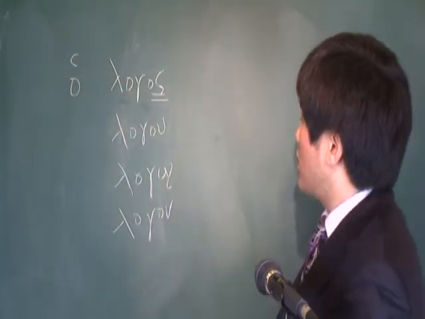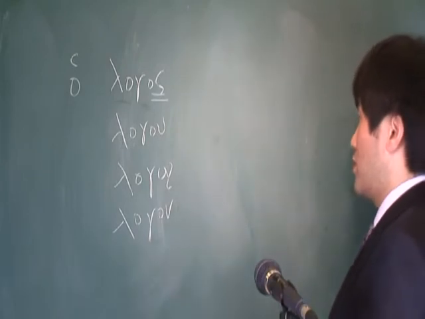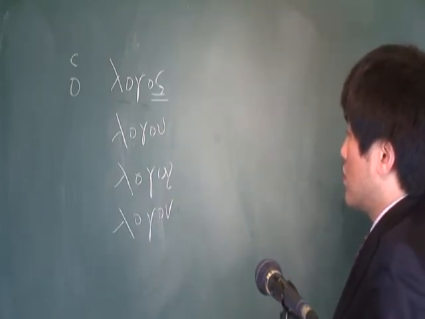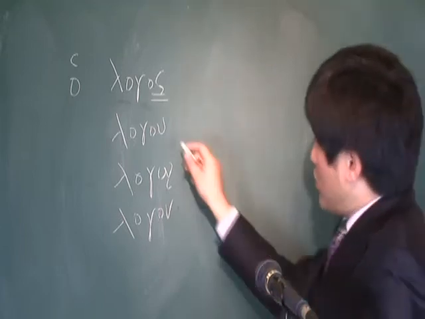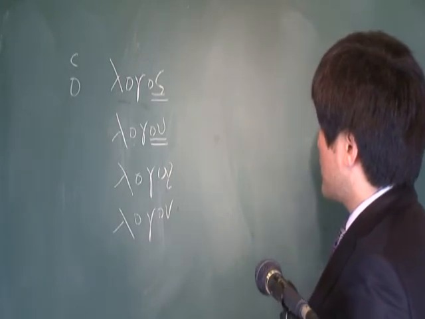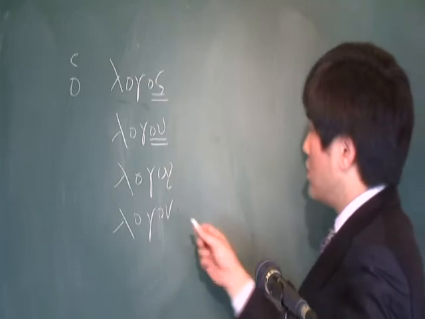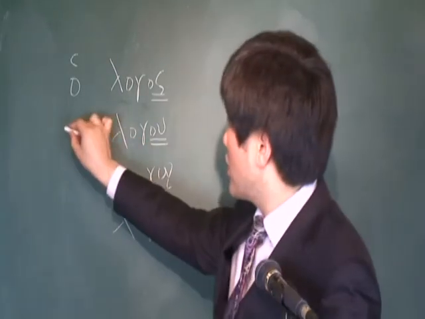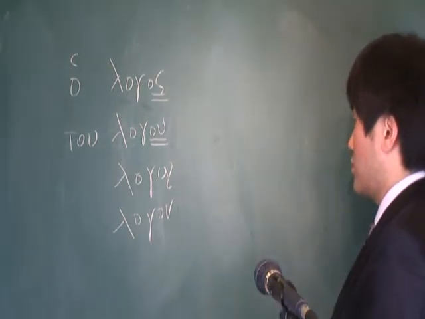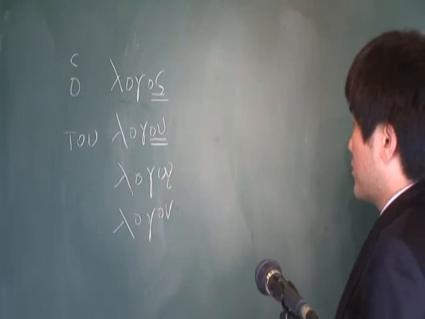Lastly, the accusative form. First, ta is added, and the personal ending us is added to it, making it tus. Tus logus. Logus means words, and when it becomes tus logus, it would mean the words.